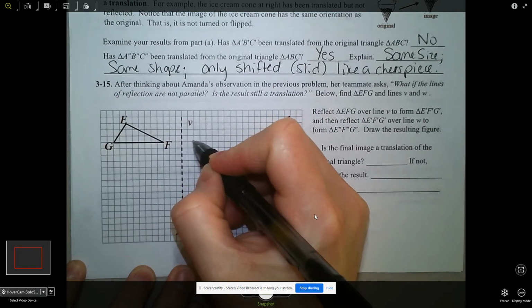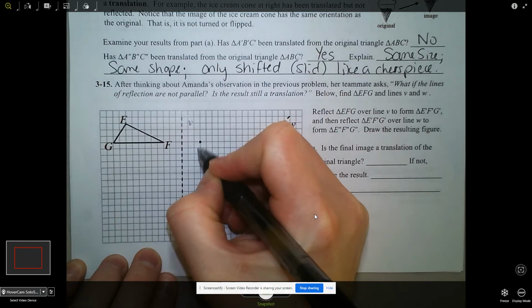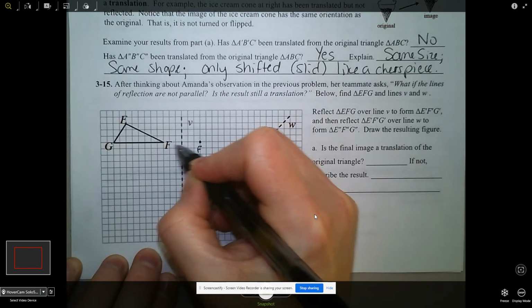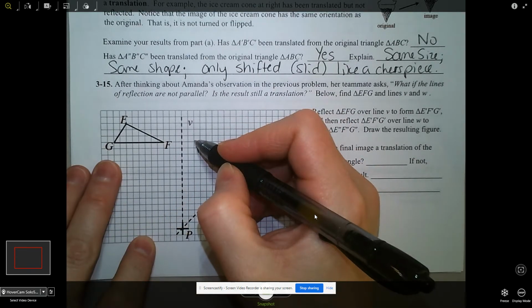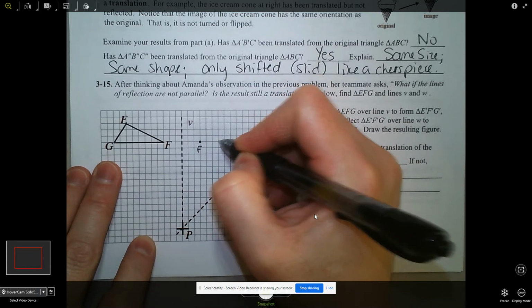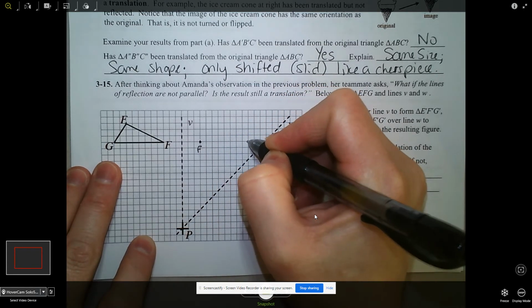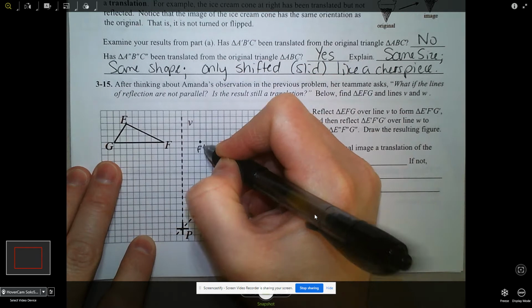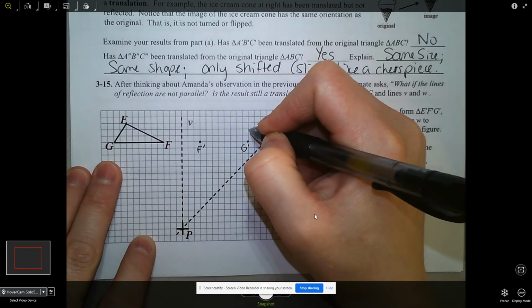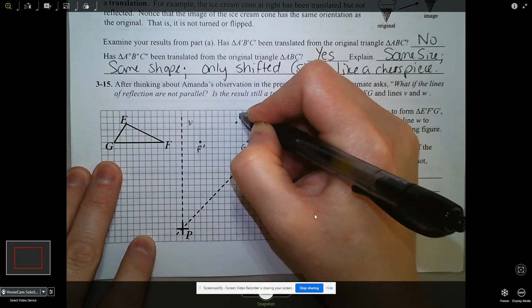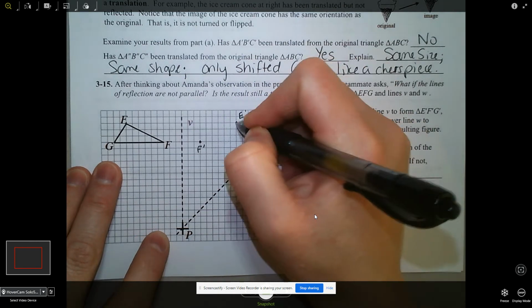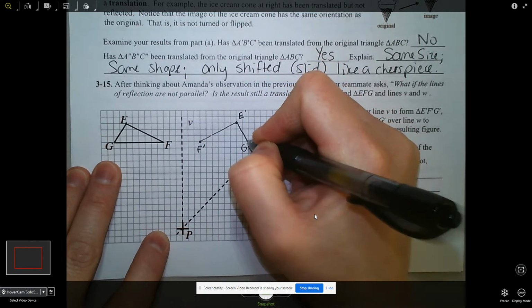So first we're going to go 3 away from the line of reflection, but still keep it at that 90-degree angle when we go straight across. Same thing with G. 4, 5, 6, 7, 8, 9, 10, 11. That's going to give us G prime. We've got F prime. And then if we go up 3, left 2, that would be E prime. And if we connect these, you can see that it did the same thing as it did before.